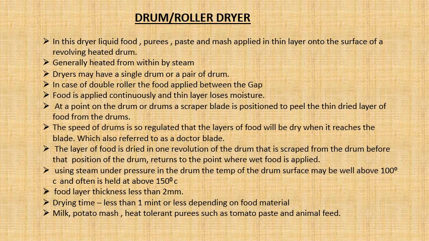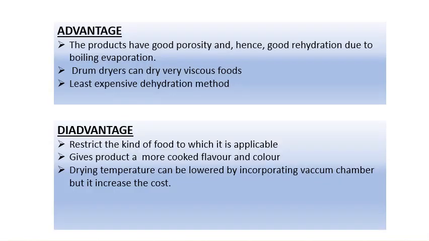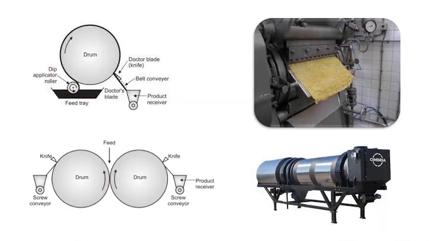The layer thickness of food should be less than 2 mm and drying time is less than 1 minute. Milled potato mash can be dried by this method. Its advantages: the product has good porosity and hence good rehydration due to boiling evaporation. Drum dryers can dry very viscous food and are the least expensive dehydration method. Disadvantages: restricts the kind of food to which it is applicable, gives food a more cooked flavor and color. Drying temperature can be lowered by incorporating a vacuum chamber, but it increases the cost. This is the pictorial representation of the single drum dryer and double drum dryer.